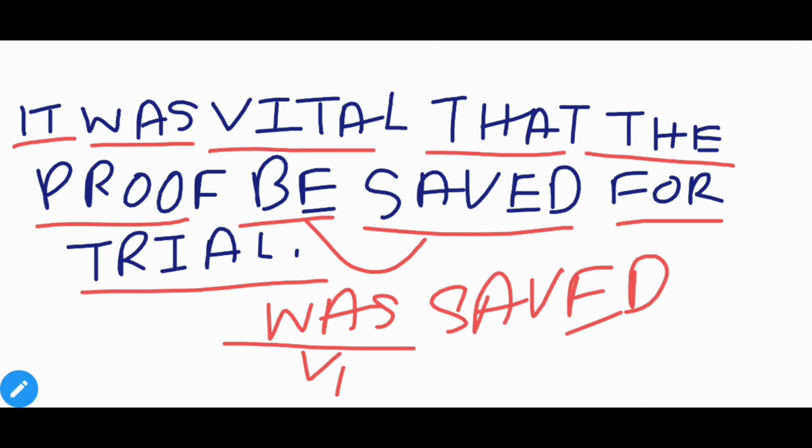And if we explain it again with the rule, then it's subject, was verb, vital adjective, that, as we know, the proof which is subject, then be saved, be V1 form of main verb, then saved as it is, then for trial. So this is the thing we need to know at first in this kind of sentence while we are writing subjunctive mode. Now we shall practice some questions so that there will be no space for doubts regarding it.